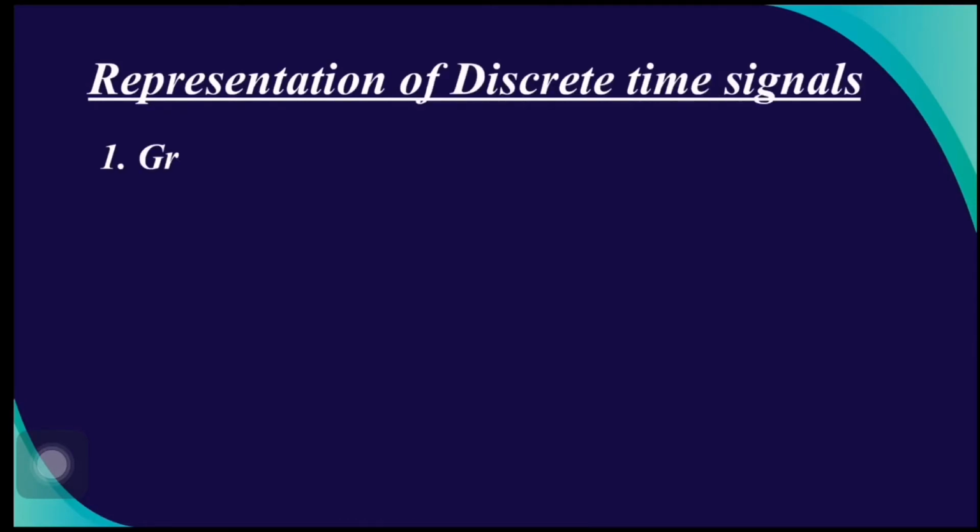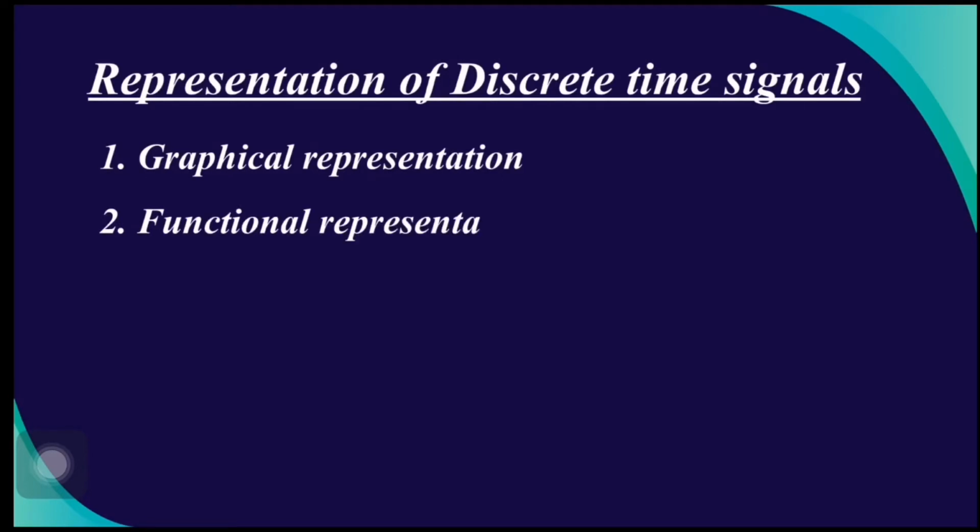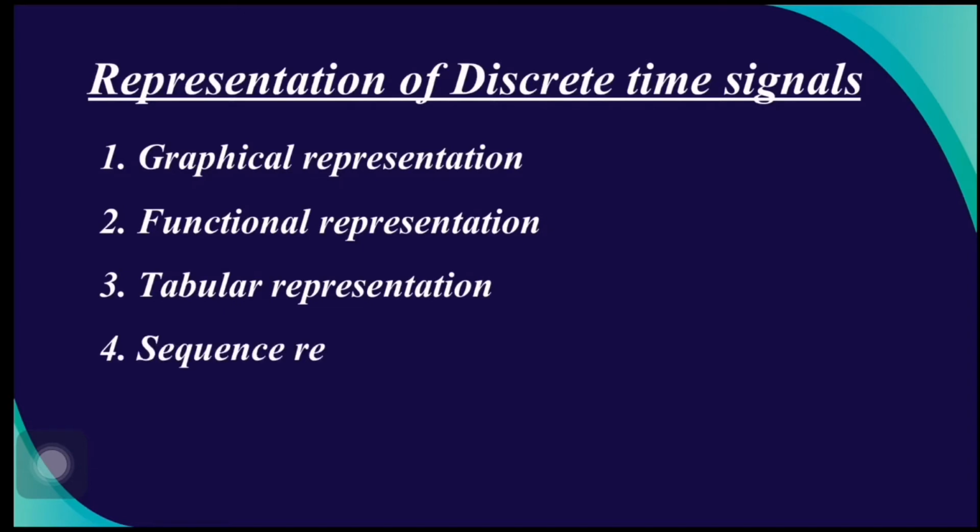In fact, there are 4 representation methods for discrete time signals. They are graphical representation, functional representation, tabular representation, and sequence representation. Actually, a discrete time signal can be given in any of these 4 representations in your upcoming GATE or any other competitive exam. So you should be familiar with all of these 4 representation methods. Let us understand this one by one.